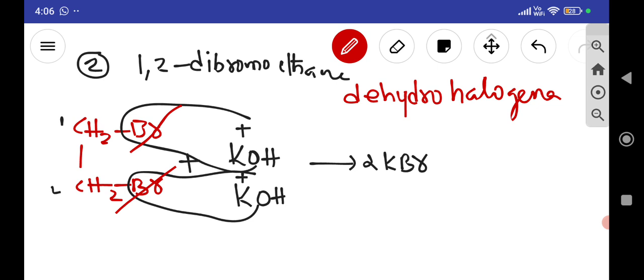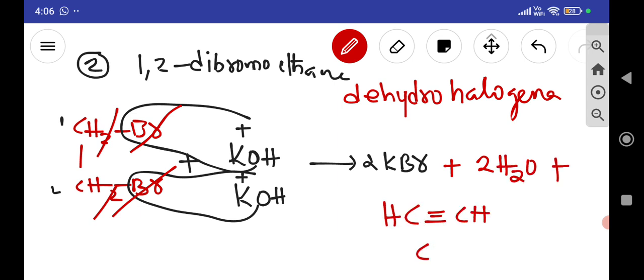So halogen is removed and hydrogen is removed, one from here and one from here. So you are going to get 2 moles of water. So what is left out finally? CH triple bond CH is left out, which is nothing but ethyne. So hope you have understood this reaction.